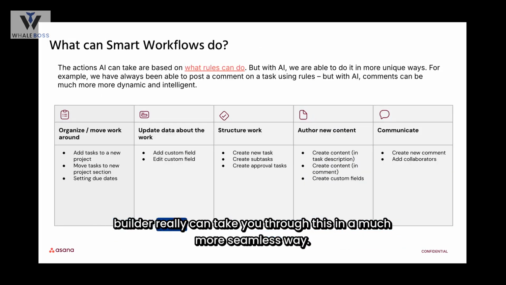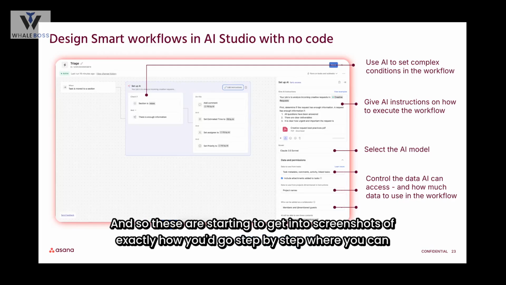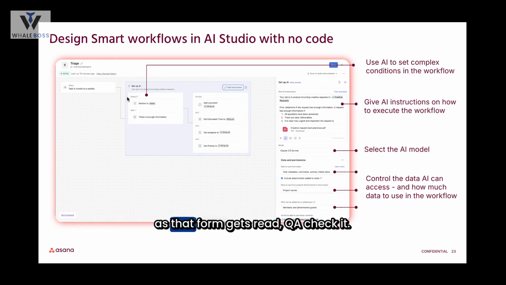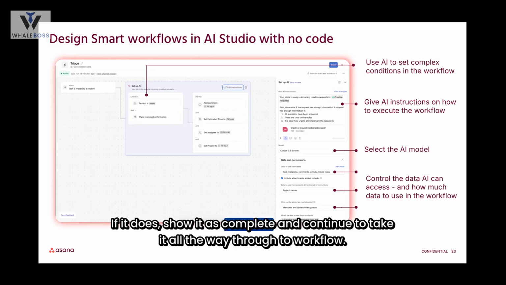And the workflow builder really can take you through this in a much more seamless way. These are screenshots of exactly how you'd go step by step, where you can initiate a rule. When this form comes in, move it to this section. As that form gets read, QA check it. If it doesn't have enough information, put it into this section. If it does, show it as complete, and continue to take it all the way through the workflow.